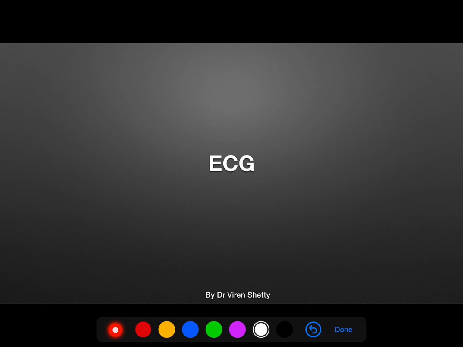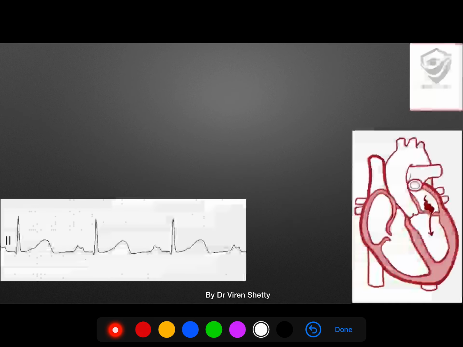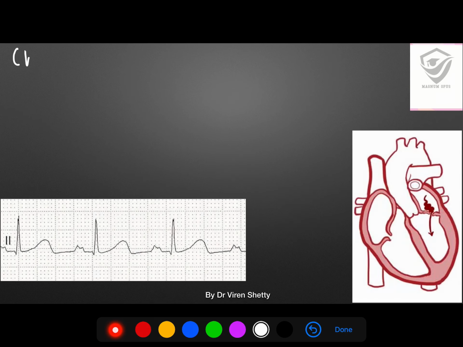So we'll continue with ECG. A normal P wave, the duration, it is 120 millisecond, that is around 3 small squares. So we'll try to understand the changes that we see in the P wave.